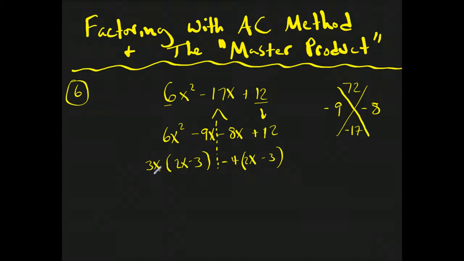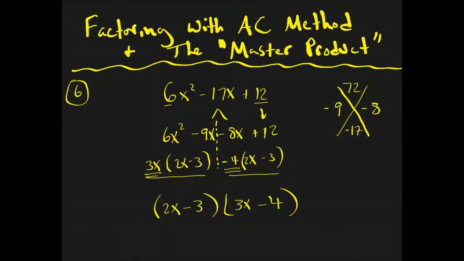Good. And now I have a term on the left and a term on the right which share a common factor of 2x minus 3. So I'm going to factor that out all at once here. Once I've factored that out, I will be left with a 3x minus 4. And there are the factors.